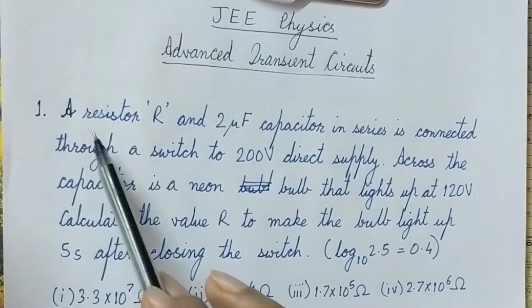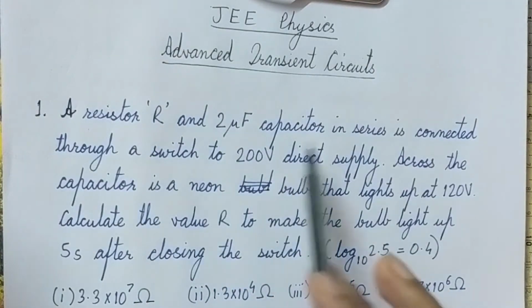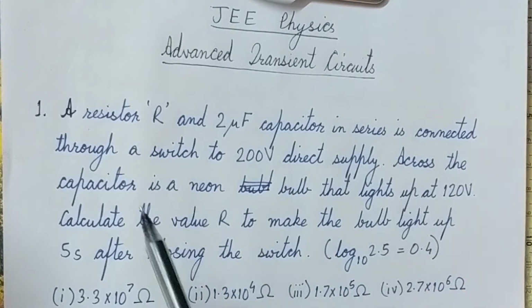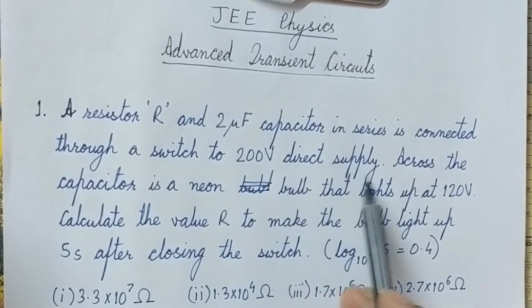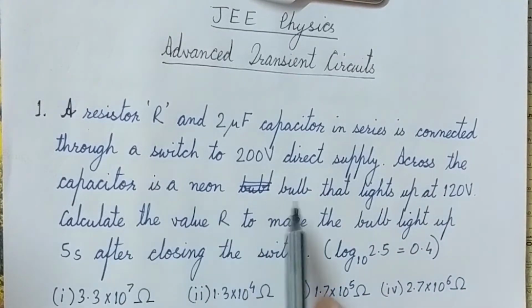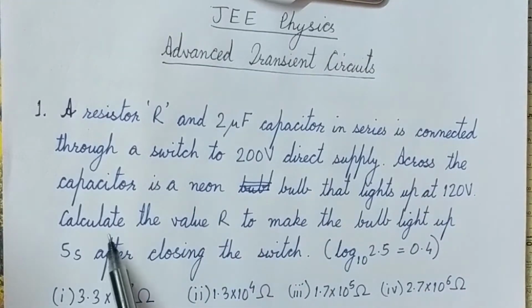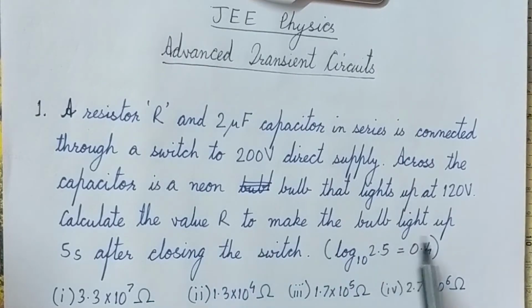So the first question says that a resistor R and a 2 microfarad capacitor in series are connected through a switch to a 200 volt direct supply. Across the capacitor is a neon light bulb that lights up at 120 volt. Calculate the value of R to make the bulb light up 5 seconds after closing the switch.